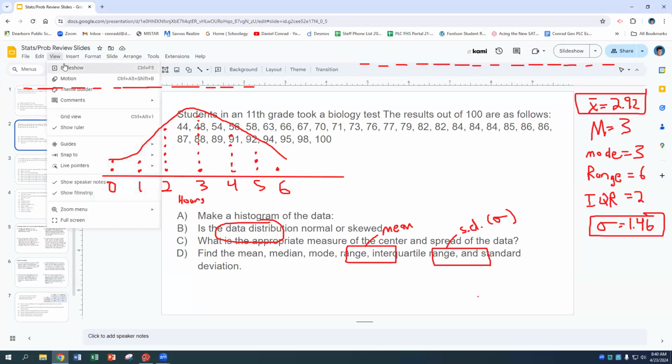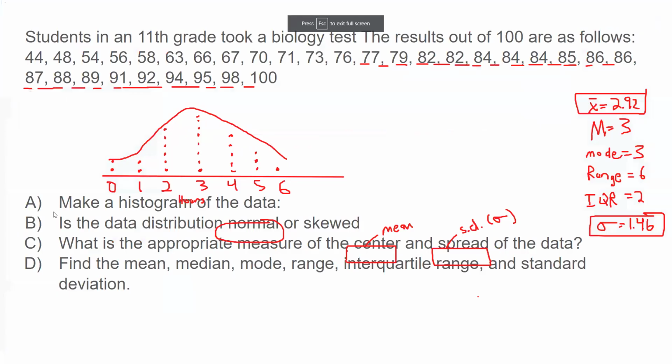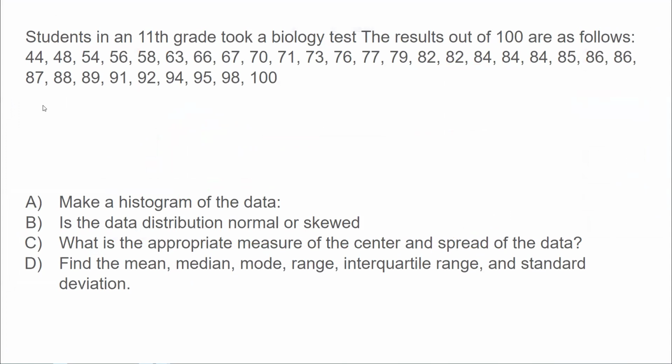All right, next one. 11th graders took a biology test. Here are the results. Make a histogram. I have 44 to 100, so I'm going to do 41 to 50, 51 to 60, 61 to 70, 71 to 80, 81 to 90, and then 91 to 100.